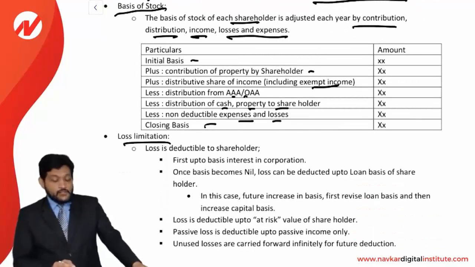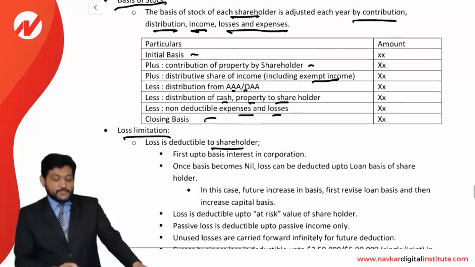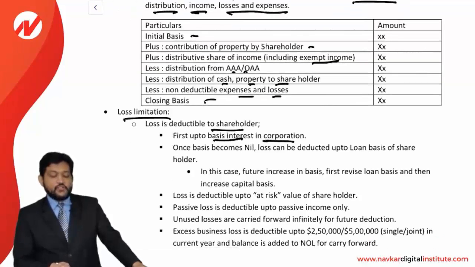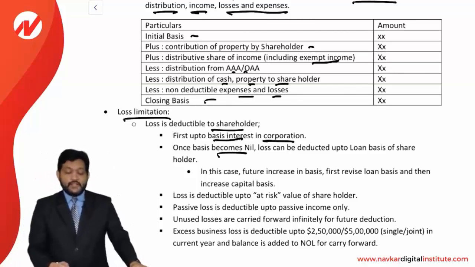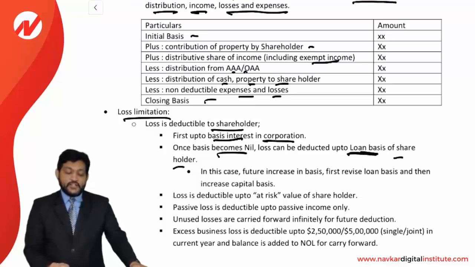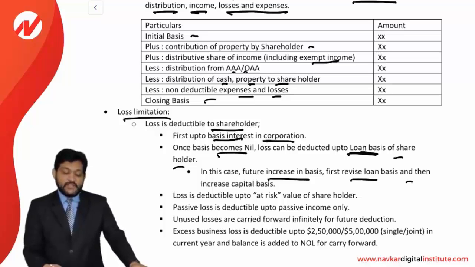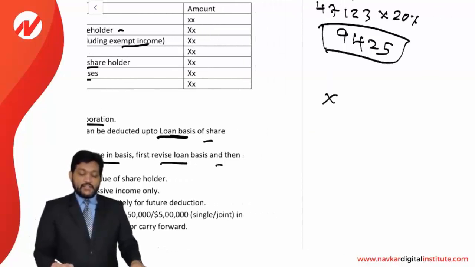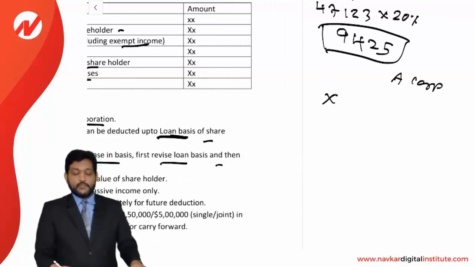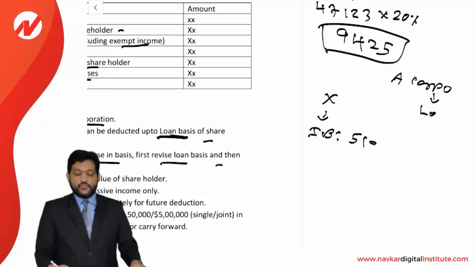Loss limitation. Loss is deductible to the shareholder first up to the basis interest in the corporation. We will see the same rule as we have seen in the partnership. Once the basis becomes nil, the loss can be deducted up to loan basis of the shareholder. In this case, for a future increase in the basis, first revise the loan basis and then increase the capital basis. Now what they want to say, let's see. Shareholder X and S corporation. Now let's say shareholder X has an initial basis of 5,000. S corporation incurred a loss of 20,000.